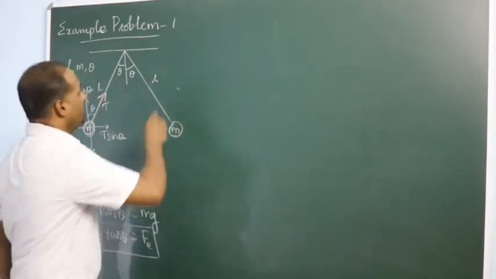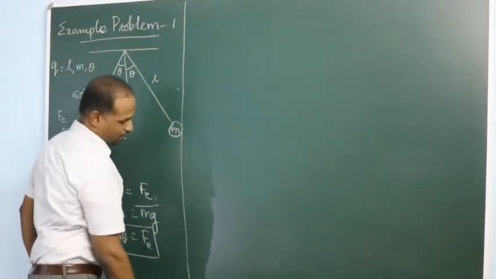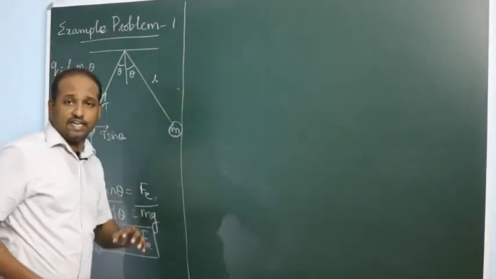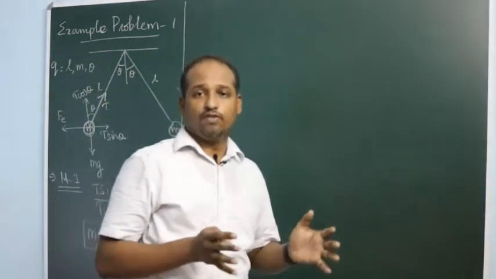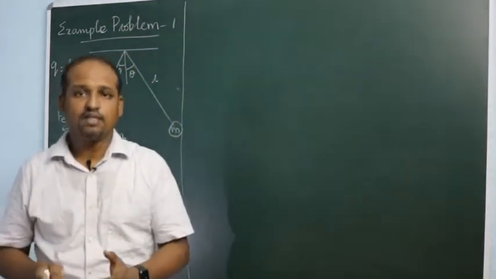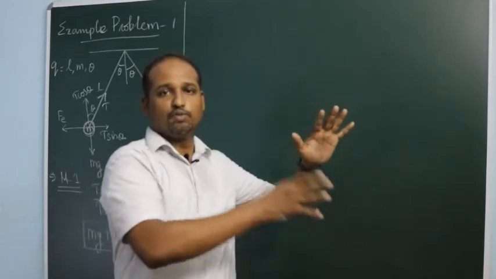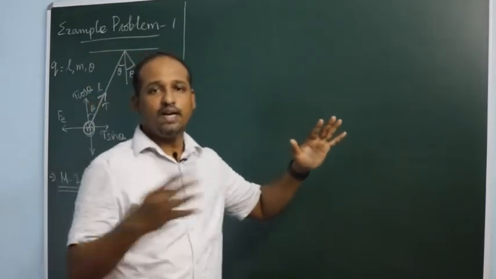Let me see if we can arrive at the same result using some other method. In the last year we had studied that under the action of three concurrent forces, if an object is at rest, we can write force 1 by the sine of the opposite angle will be equal to force 2 by the sine of the opposite angle and force 3 by the sine of the opposite angle.